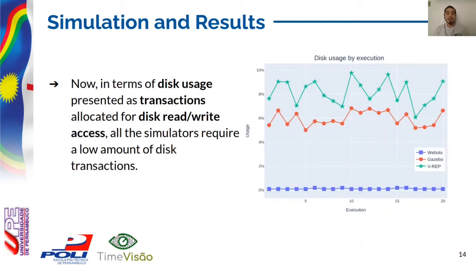So, in terms of disk usage, presented as transactions allocated for disk read-write access, all the simulators require a low amount of disk transactions. However, Webots requires almost no disk usage with a mean disk use of 0.12%, followed by Gazebo and V-REP with almost 6% and 8% respectively.